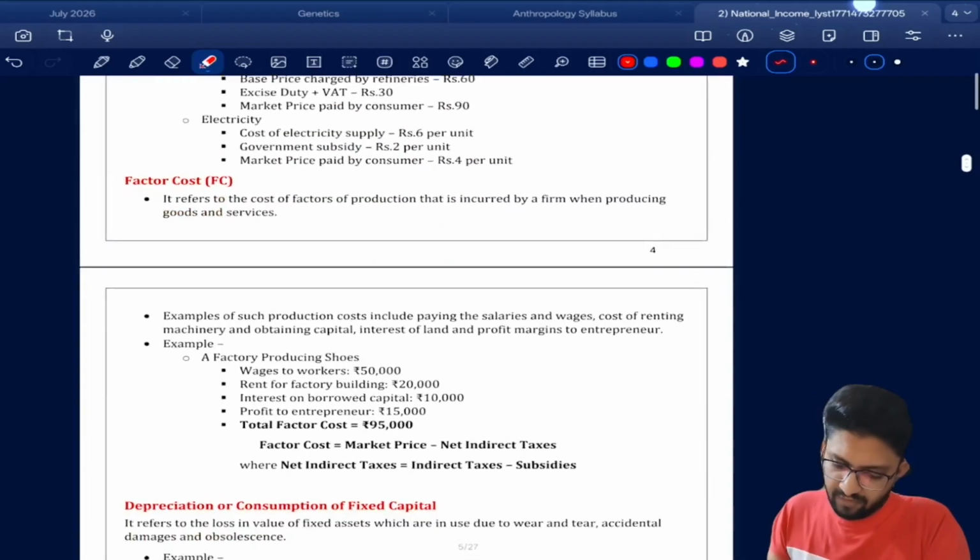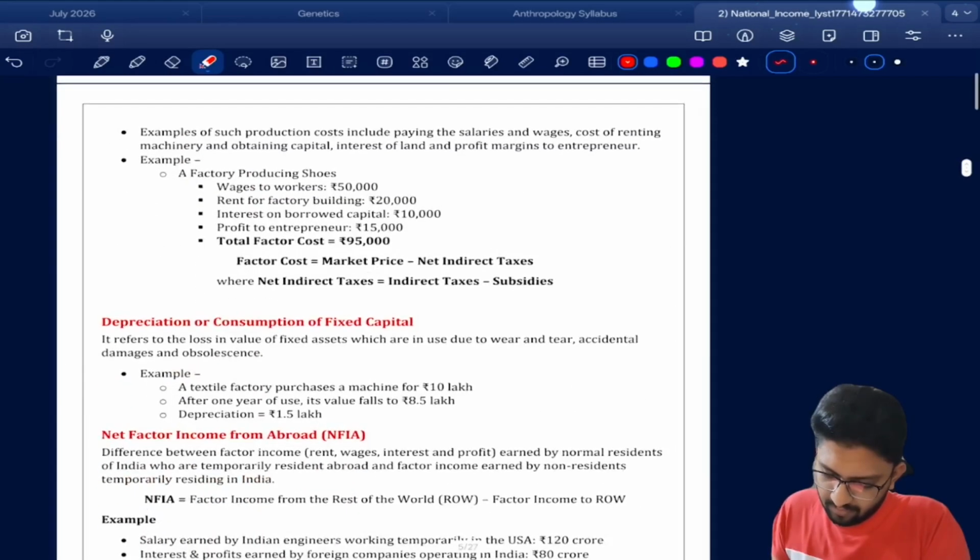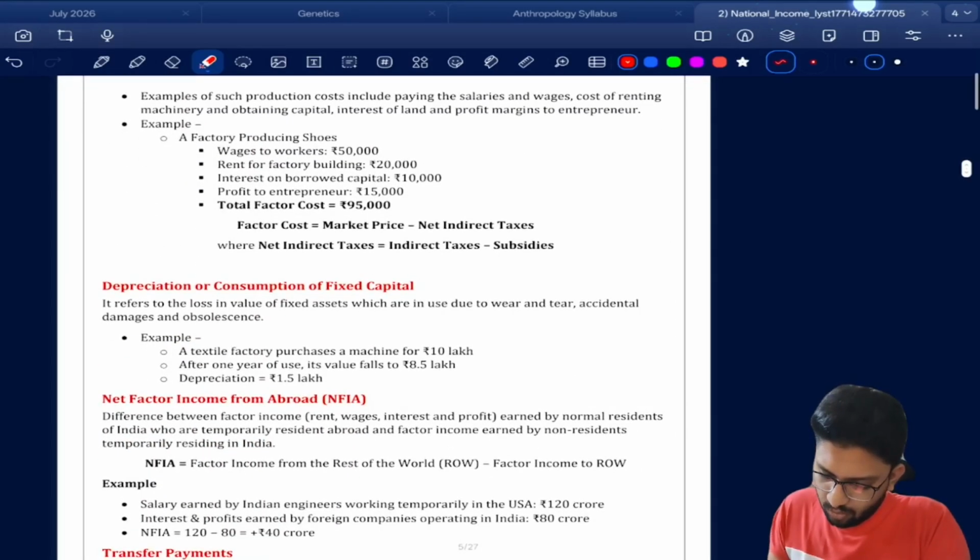Then we have factor cost. It refers to the cost of factors of production incurred by a firm when producing a certain good or service. Okay, fine. Factor cost is equal to market price minus indirect taxes, whereas net indirect tax is equal to indirect taxes minus subsidy.